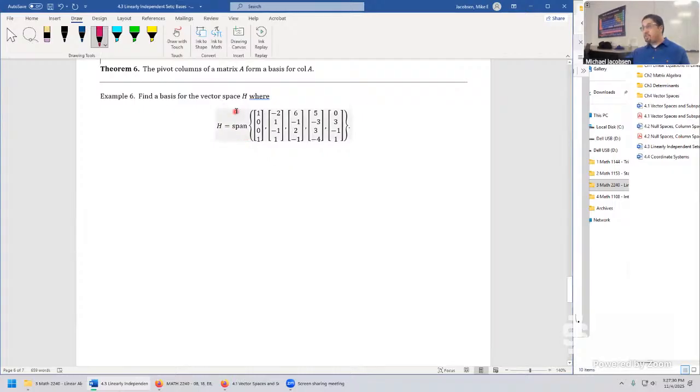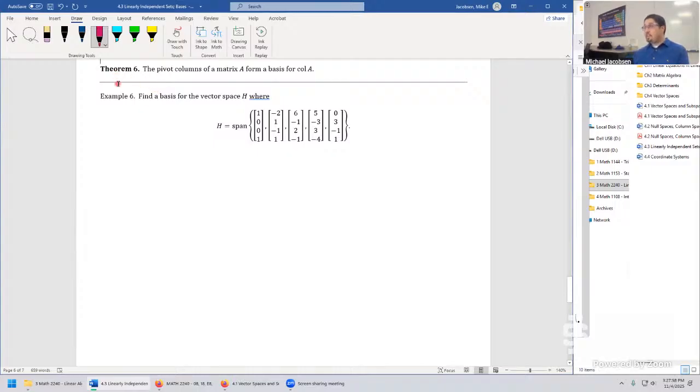I have a vector subspace H of R4. It contains 5 vectors, so it could be all of R4 potentially, but what we want to find is a basis. The moment we find a basis, we're going to know a lot more about this subspace H. Is it all of R4? Is it a proper subspace of R4? Is it dimension, say, 2, 3, or so on? What we need is a basis to determine all of that.